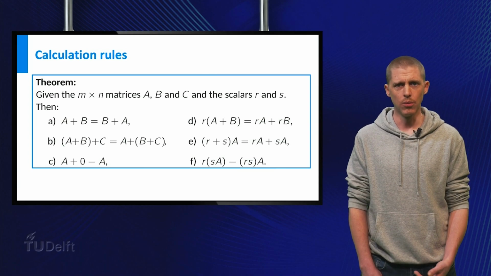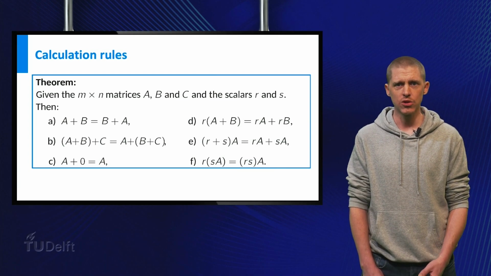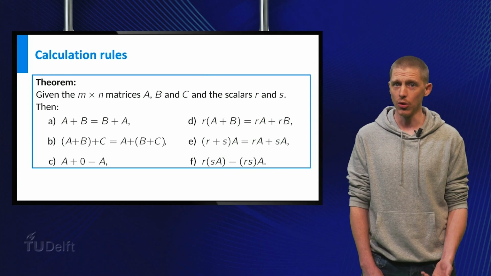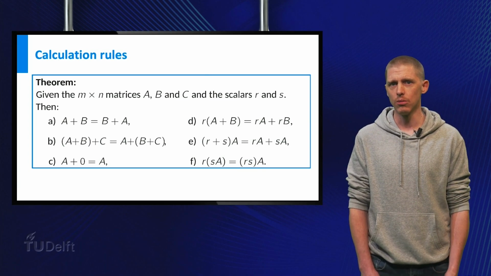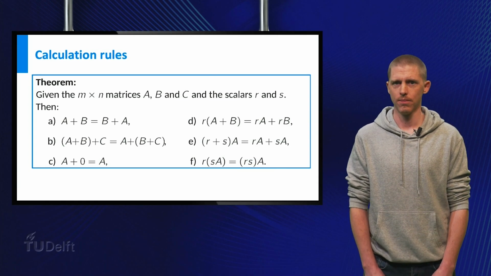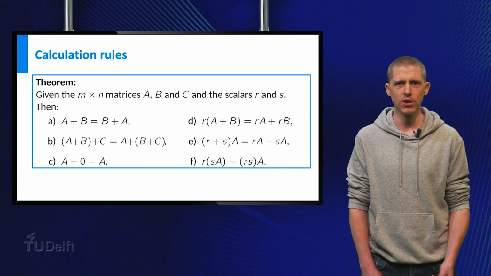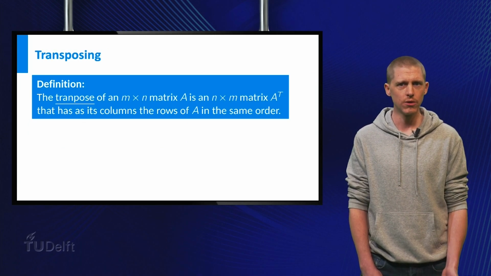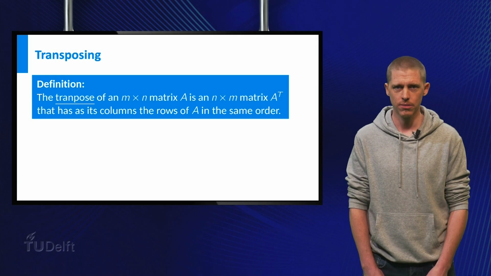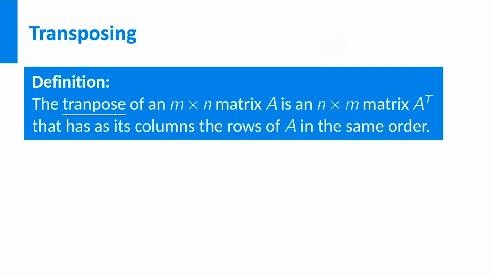Besides adding matrices and multiplying scalars and matrices, there are 2 other operations for matrices, namely multiplying 2 matrices and transposing a matrix. We will consider multiplying 2 matrices at a different time, but I do want to show you what transposing a matrix is. This is the definition of how we write the transpose of a matrix and what the new matrix is that comes out of this operation. As you can read, the new matrix, called A transposed for short, has as its columns the rows of the matrix in the same order.